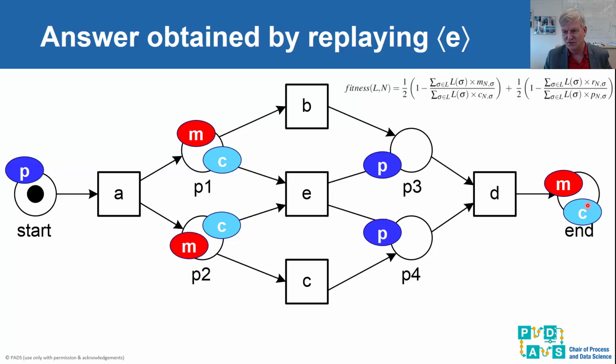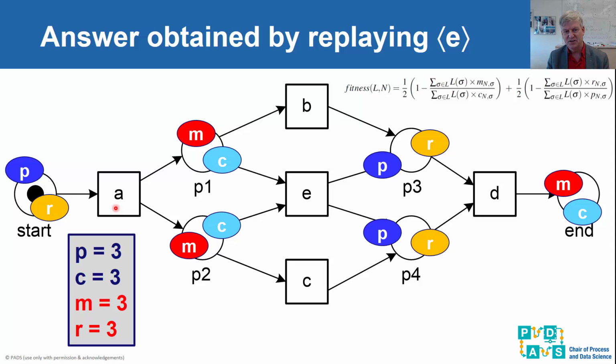We have ensured that we consumed the token from the final place, and now we can look at what tokens are remaining, and there are 3 tokens remaining, and you can see that even the token on the input place is remaining because A never happened. So now we have the whole formula, and we see that p, c, m and r are all equal to 3. If I fill this out in the formula, then of course this leads to a fitness of 0.